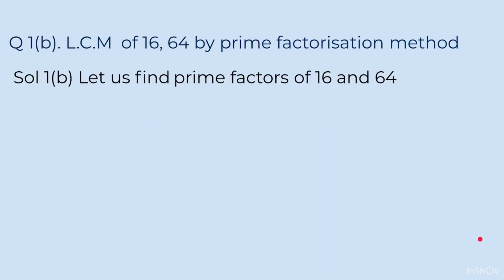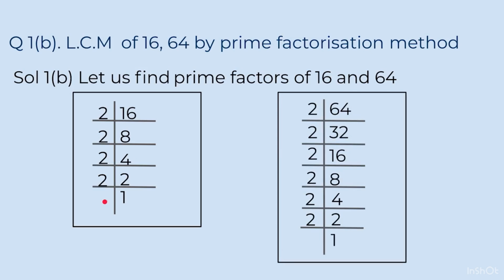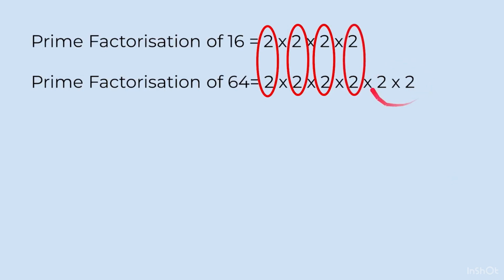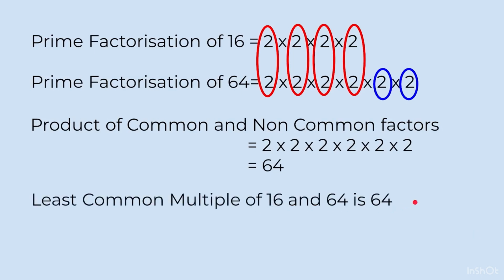B part, LCM of 16 and 64. Prime factors of 16, prime factors of 64. Here we have 4 2's, here we have 6 2's. Prime factorization of 16 is 2 into 2 into 2 into 2. Prime factorization of 64 is 2 into 2 into 2 into 2 into 2 into 2. Common factors are 4 2's and we are left with 2 2's. They are the uncommon factors because they have nothing parallel to them in the factors of 16. So the product of the common and non-common factors is 2 multiplied 6 times, which is 64. So the LCM of 16 and 64 is 64.